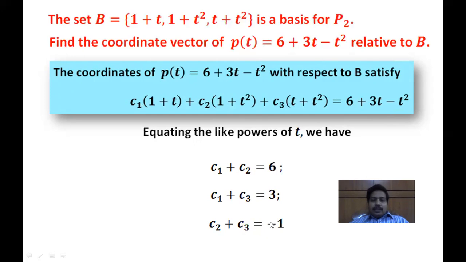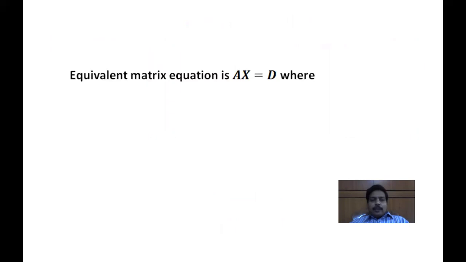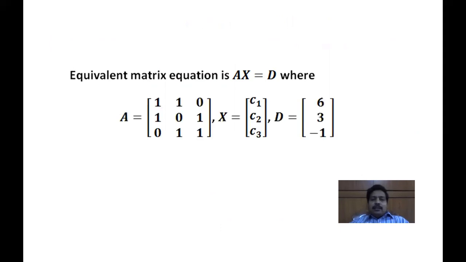So these are the three relations from the above equation. To solve these equations, let us convert into a matrix equation. The equivalent matrix equation is Ax is equal to D, where A is equal to [1 1 0; 1 0 1; 0 1 1]. These are the coefficients of C1, C2, C3.